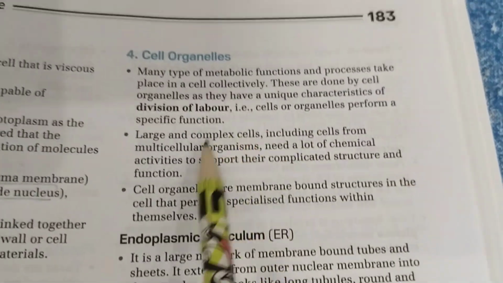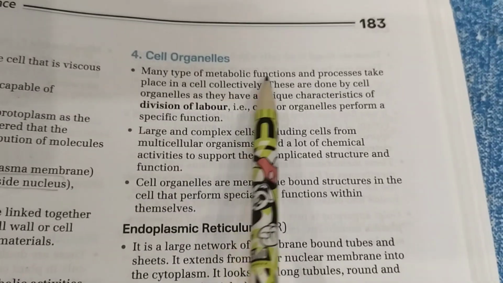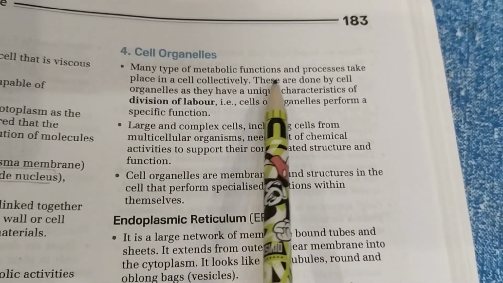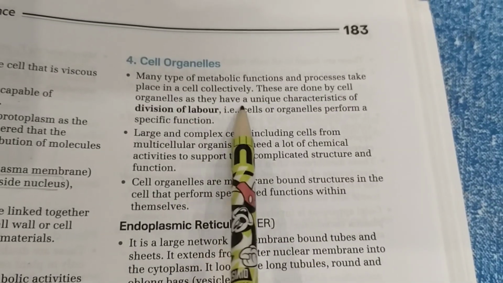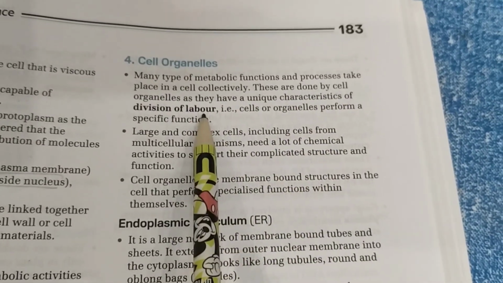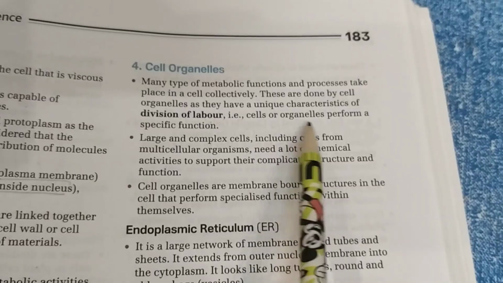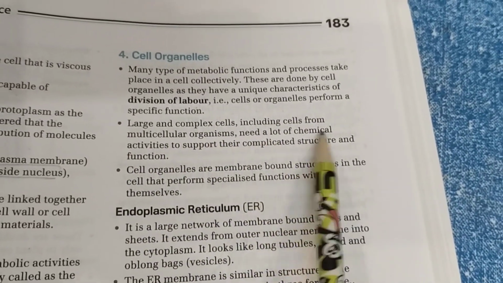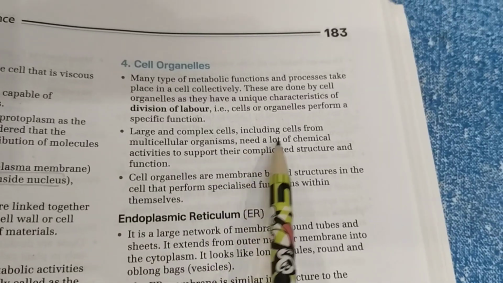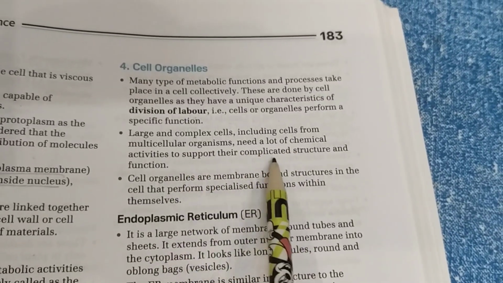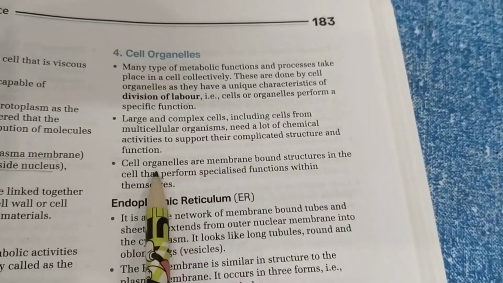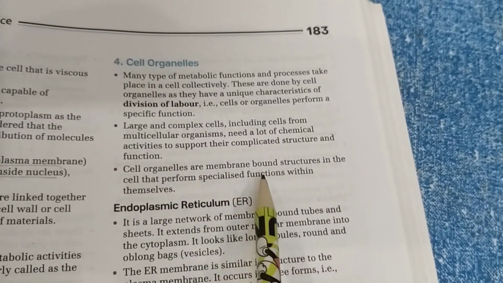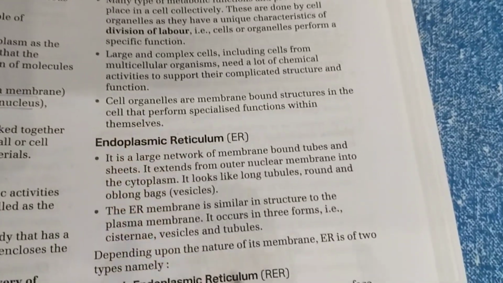Next comes the cell organelle. Many types of metabolic functions or processes take place in a cell collectively. These are done by cell organelles as they have a unique characteristic of division of labor. That is, each organelle performs a specific function. Large and complex cells, including cells from multicellular organisms, need a lot of chemical activities to support their complicated structure and function. Cell organelles are membrane-bound structures in the cell that perform specialized functions within themselves.